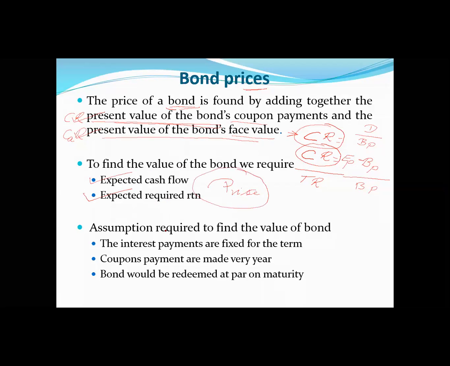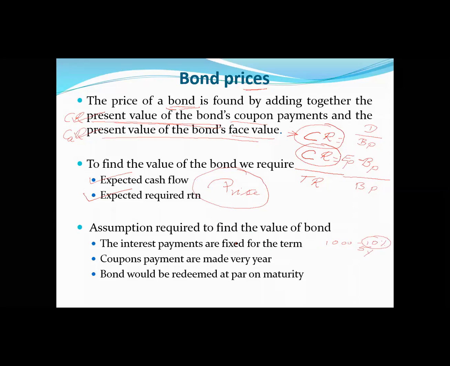The assumptions are that the interest payments are fixed over the term and do not change. So if Rashmi has taken a bond with a face value of 1,000 rupees, carrying 10% rate of interest for the next 5 years, which means for the next 5 years this rate of interest is not going to change. This rate of interest is going to remain as it is. That is what we say: interest payments are fixed for the term.